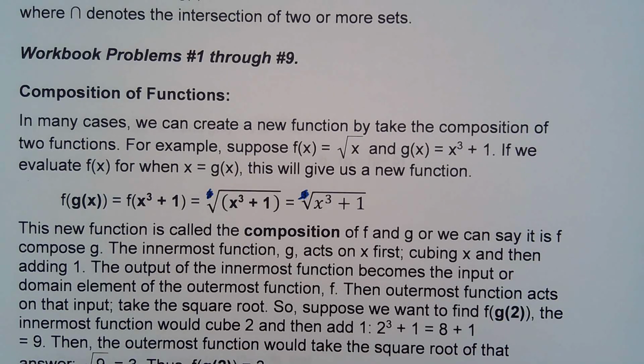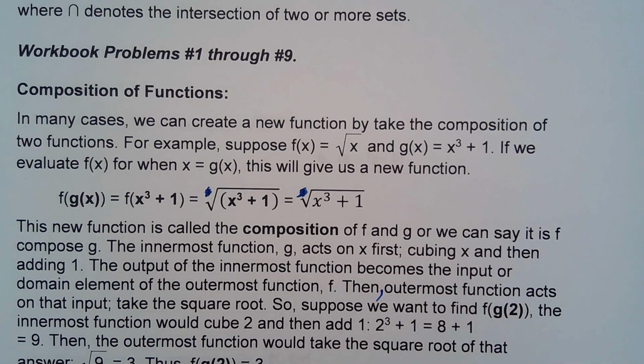The innermost function g, the x cubed plus 1, acts on x first, cubing x and then adding 1. The output of the innermost function becomes the input, or domain element, of the outermost function f. Then the outermost function acts on that input, taking the square root.